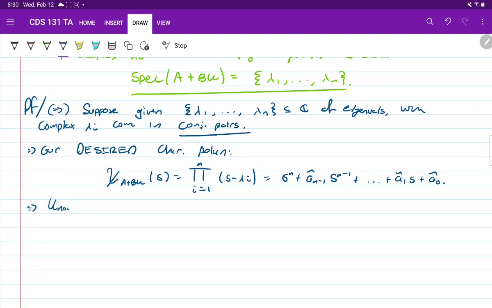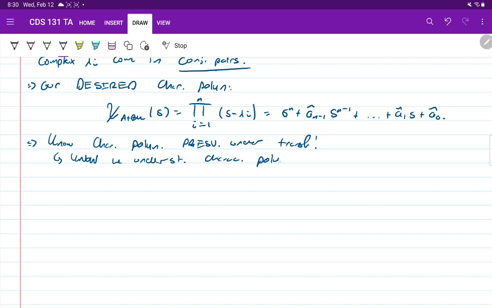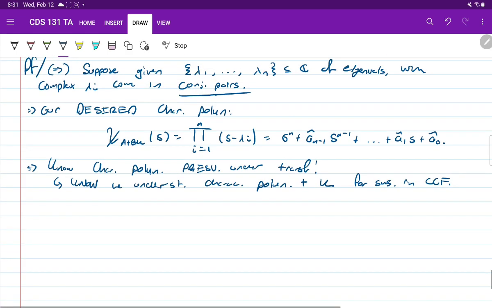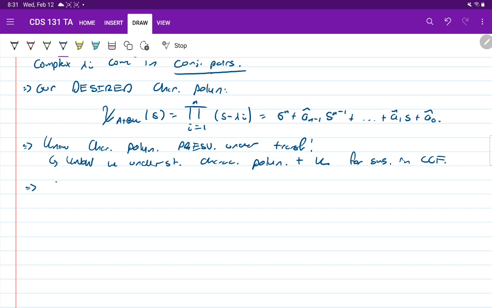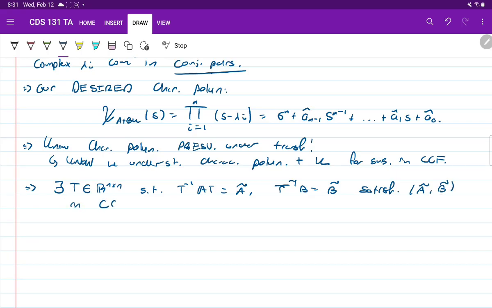Well, what do we know? We know that characteristic polynomials are preserved under transformation, right? That's the first thing that we know. And we understand characteristic polynomials and the relationship with K for systems in controllable canonical form, okay? So now, using the assumption of the forward direction that our system is controllable, what do we know? From the previous result, we know that there exists a transformation T in R^(n by n) such that T inverse A T equals A tilde, T inverse B equals B tilde, satisfying A tilde, B tilde in controllable canonical form, right?